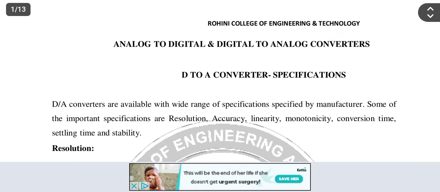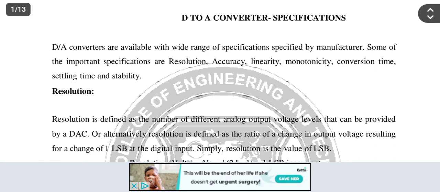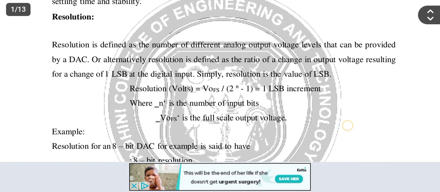I'm Dr. Binu. In LIC subject, the third unit, one of the topics is digital to analog converter. Digital to analog converter has some specifications. The first one is resolution. It is defined as the number of different analog output voltage levels that can be provided by a digital to analog converter.